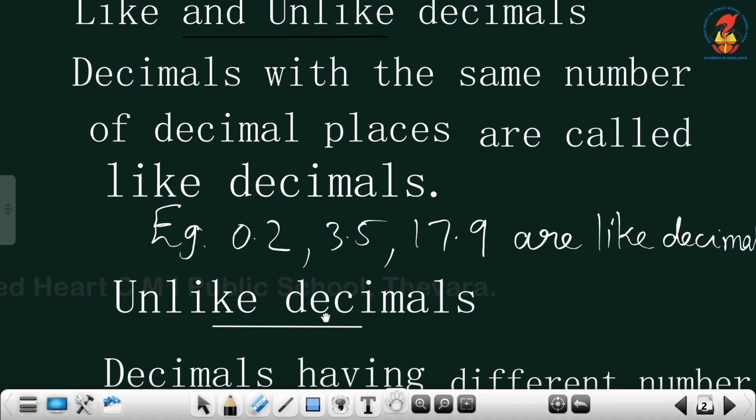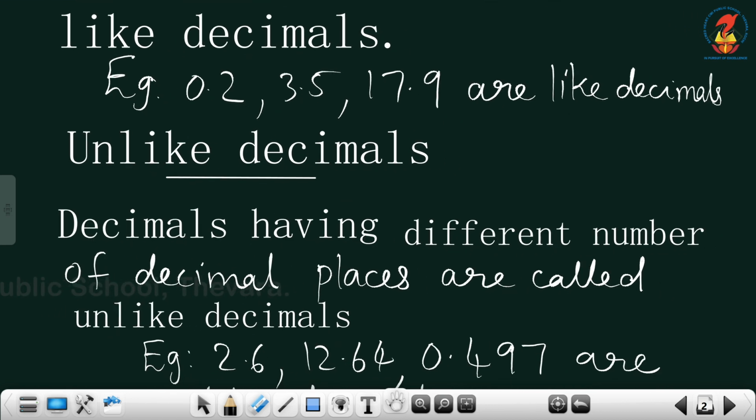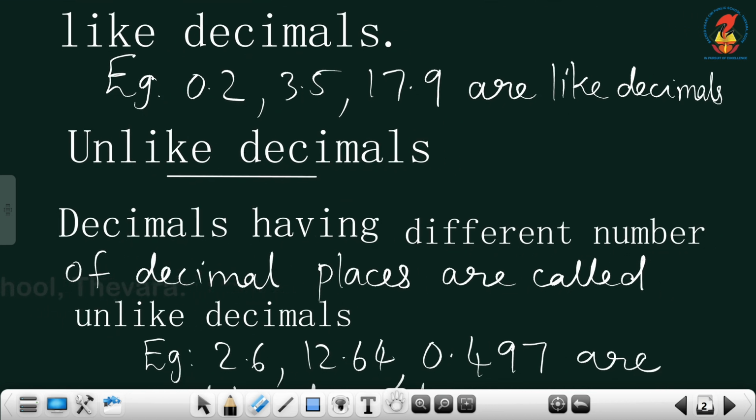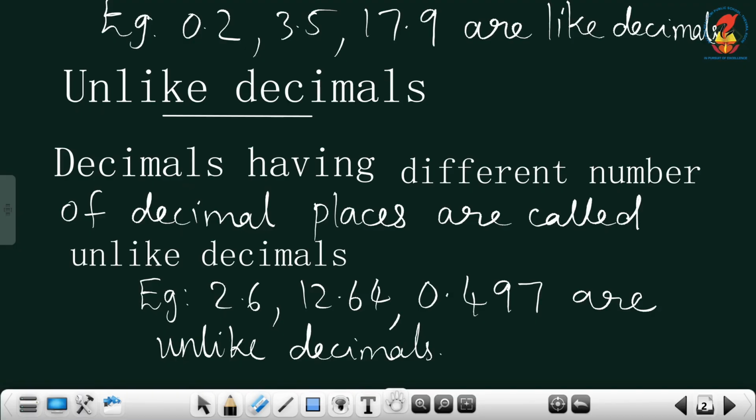And what are called unlike decimals? The decimals that are having different number of decimal places are called what? Unlike decimals. I will give you some examples for unlike decimals, that is 2.6, 12.64, 0.497 are called unlike decimals.